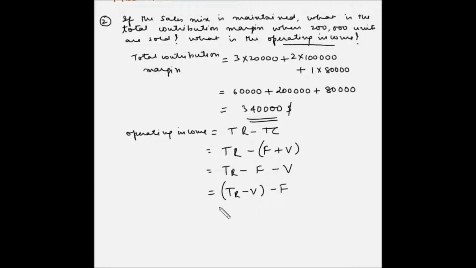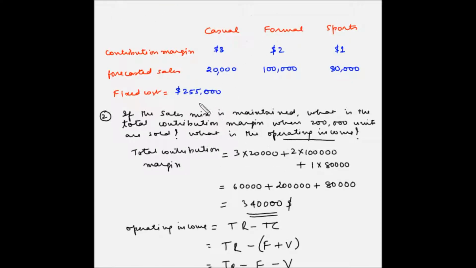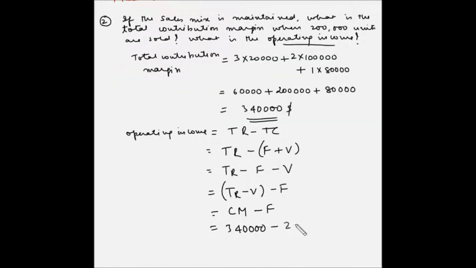So just rewriting it. Now total revenue minus the total variable cost is nothing but the contribution margin. So this is the total contribution margin minus the fixed cost. So in our case, if we substitute the values, the contribution margin is 340,000 minus the fixed cost, which is 255,000.